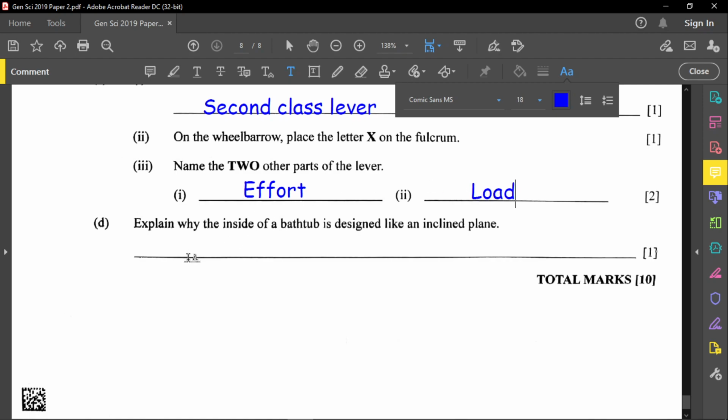All right, and it's to explain why the inside of a tub is designed like an inclined plane. Simply, it is to allow the water to run towards the drain or the drain hole, to drain easily. So that drain hole, the water can run easily. It's a slope that causes the water to run towards the drain hole easily.